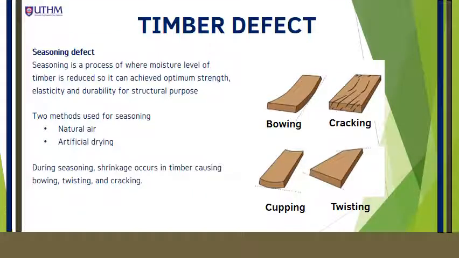We have also the timber defect due to seasoning. Seasoning is a process of drying where the moisture level of timber is reduced so it can achieve optimum strength, elasticity and durability. We have two methods used for seasoning. First is natural air drying and secondly artificial drying. Normally during natural air drying, uneven exposure from the wind and sun can cause shrinkage in the timber. So what happens? Timber can bow, twist and crack as you see in this figure.